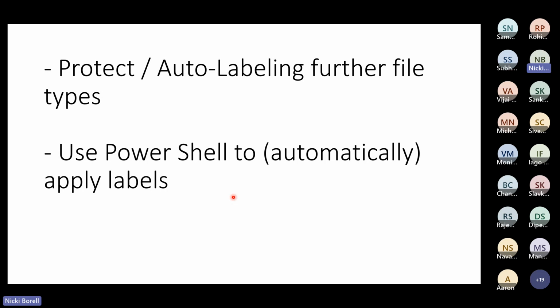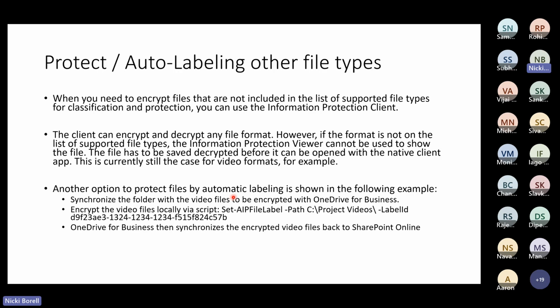So first of all, other or generic file types. One thing that is definitely not covered with any of the features I showed you until now is protecting video formats. So MP4 files, whatever, AVI files, are not supported by any auto-labeling capability I showed you until now. And one chance to do this is to do it manually with PowerShell, or even using the information protection client.